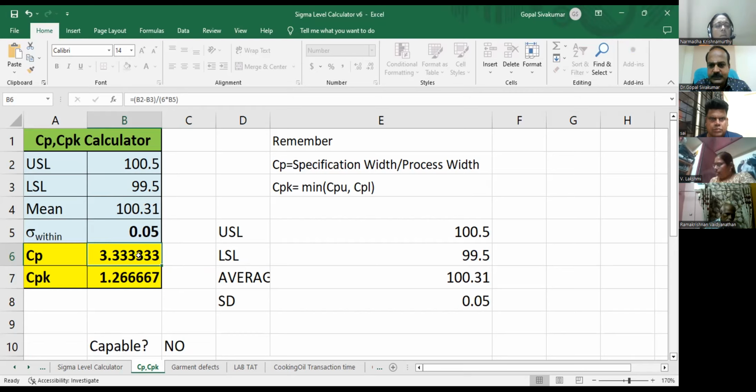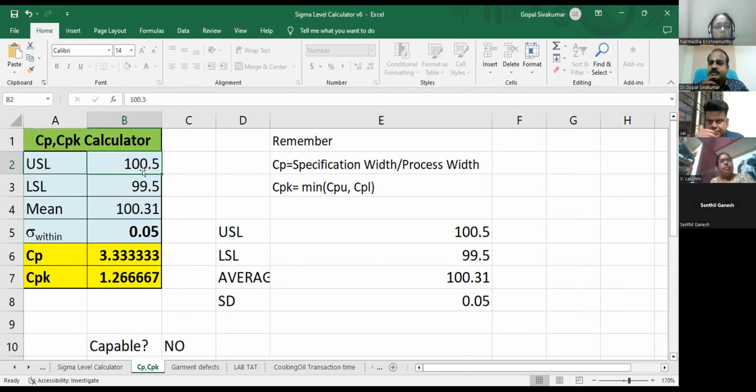All of you, are you getting this? Sir, I'm getting a totally different value here, sir. Sir, I am also getting a different value. We have taken 1.83 only. Okay, but are you using the same sigma level calculator file which I am using right now? Yes, sir. It's showing the same one.